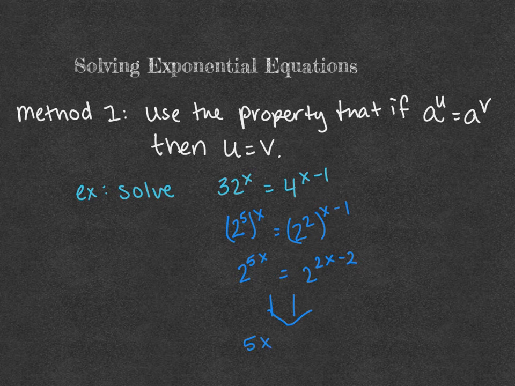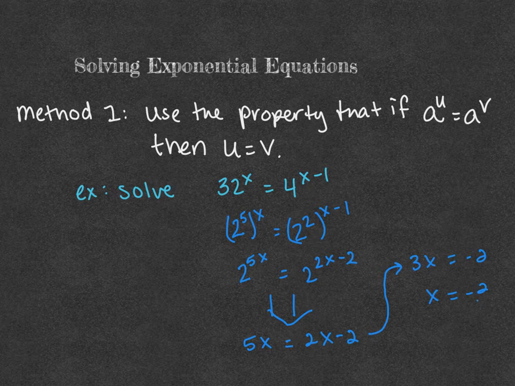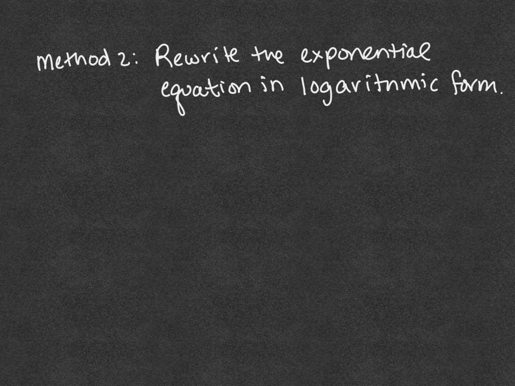And now I can go ahead and employ the property. So that means what I'm really solving is that 5x is equal to 2x minus 2, which really means that 3x is equal to -2. Therefore, x is equal to -2/3. This is my solution. I don't have to worry about an extraneous solution because the original equation was exponential, and exponentials do not have any restrictions.